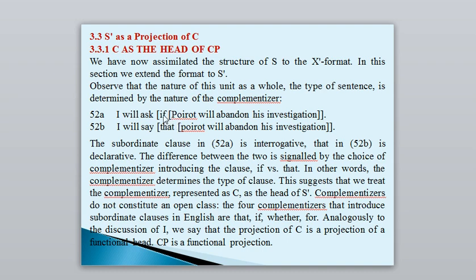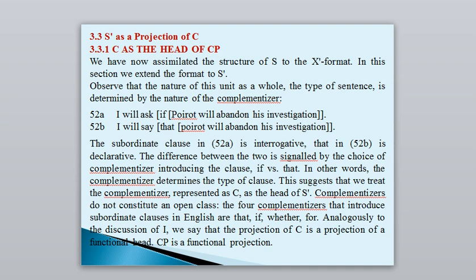We call these, "if" and "that", complementizers, introducing the clause. These are the difference between these two sentences. In other words, the complementizer determines the type of the clause. This suggests that we treat the complementizer, represented as C, as the head of the S' (S-bar). Complementizers do not constitute an open class. The four complementizers that introduce subordinate clauses in English are that, if, whether, and for.